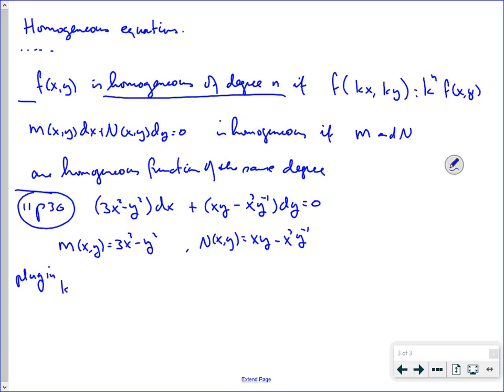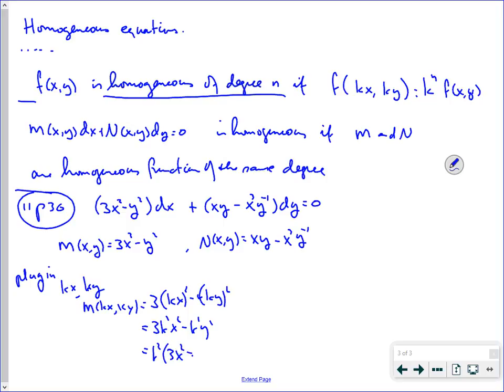Okay. Now, what we want to do is plug in a kx and a ky. And everything. So M of kx, ky is 3 times kx squared minus ky squared. So what we have in this one is 3k squared x squared minus k squared y squared. This is k squared times (3x squared minus y squared). So the first term is homogeneous of degree 2.